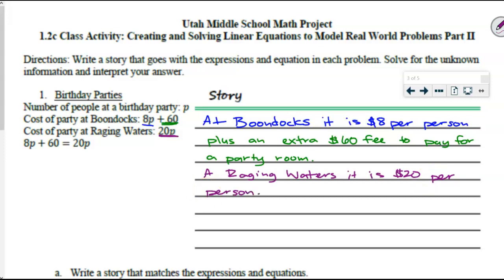And this next part is where it gets to be just a little bit strange, so I'll help you out with that one. Here we have the cost of the party at Boondocks. The 8P plus 60 is the cost of the party at Boondocks. This 20P is the cost of the party at Raging Waters. And you can see that for some reason, we've set Boondocks equal to Raging Waters. Why? Why would we set them equal to each other? Good, I'm glad to see that there's hands, Seth. Yeah, we were trying to figure out when are they going to be the same price. Exactly. When are they the same?